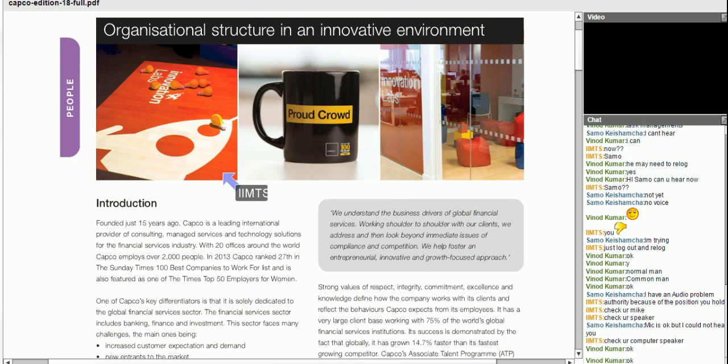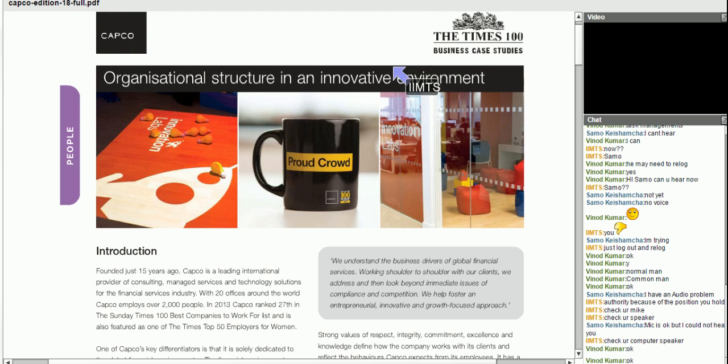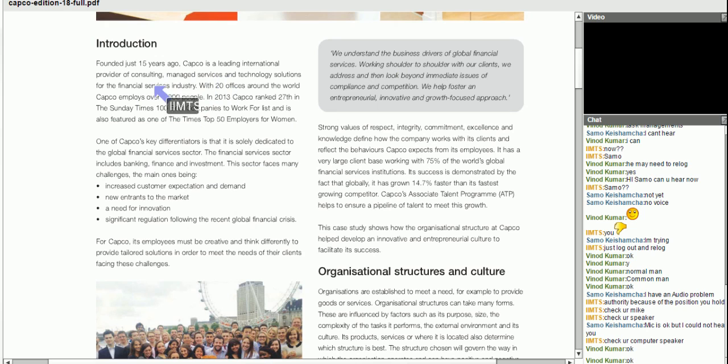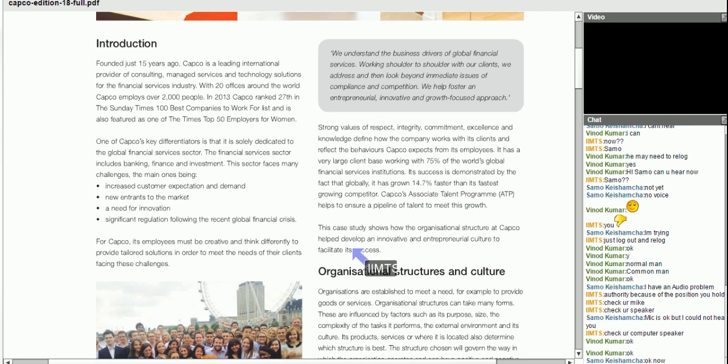Okay. So this is a case study about a company by the name of Capco. The basic purpose of this is to study the organizational structure in an innovative environment. So in this, there's a company, a provider of leading consulting, managed services and technology solutions for the financial service industry.